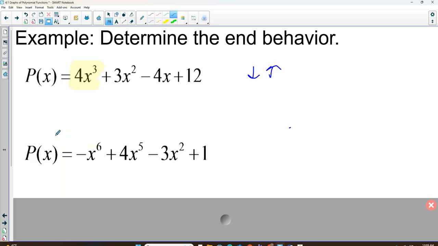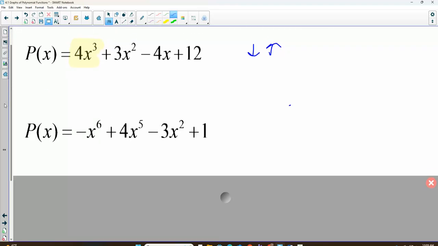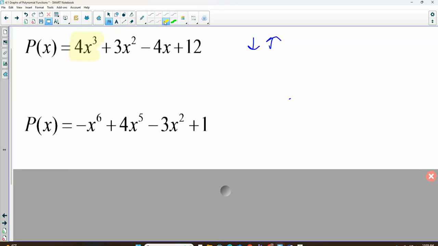I look at this one. What is my leading term? This one right here. Okay, start with your exponent. Exponent is 6. 6 is even, so that means it looks like what? A parabola. There is a negative in front, so what does that do to my parabola? Flips it down. So my end behavior is down, down.